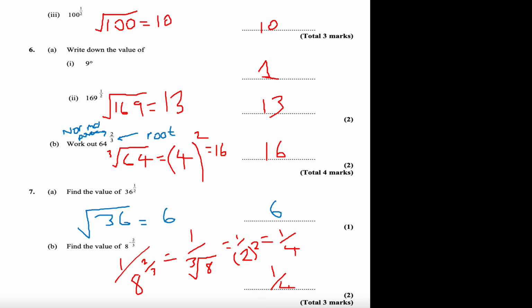So the negative flips here. Remember that 8 is the same as saying 8 over 1. So when I flip it, I get 1 over 8 to the power of positive 2/3. The power of 2/3 means the cube root of my answer and then square it.